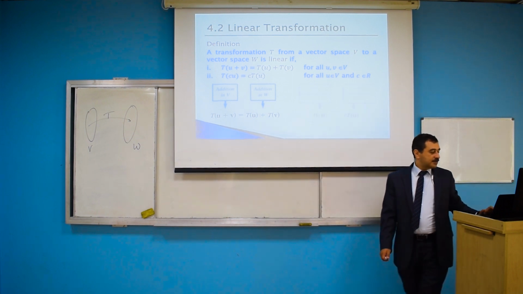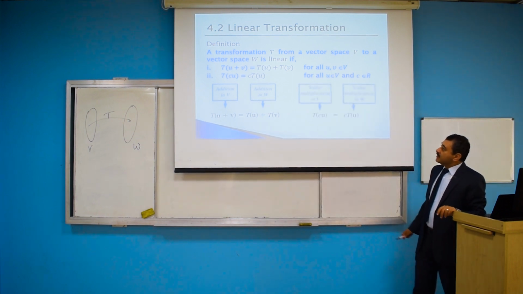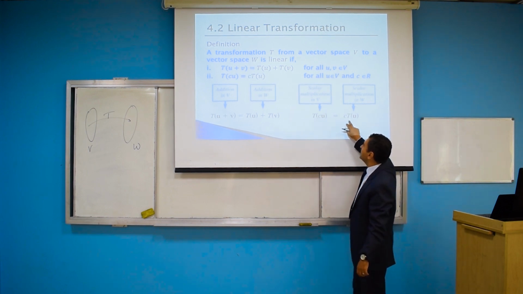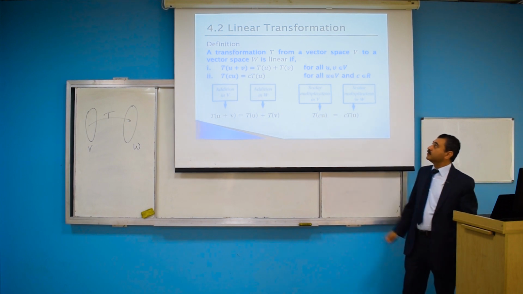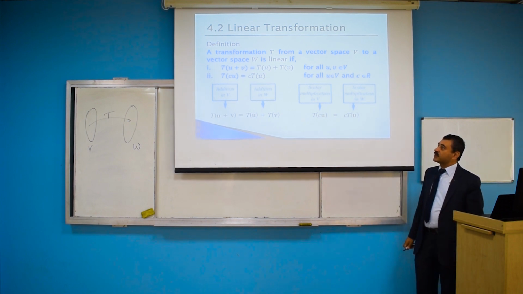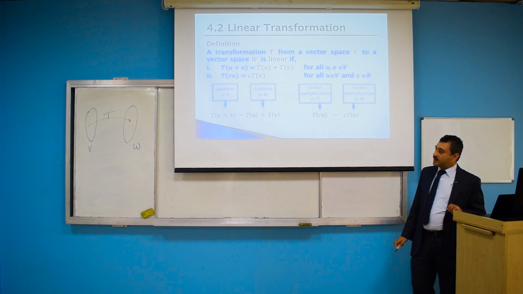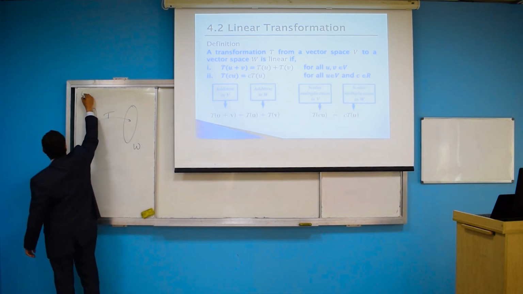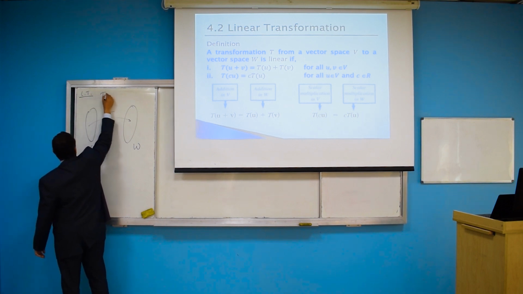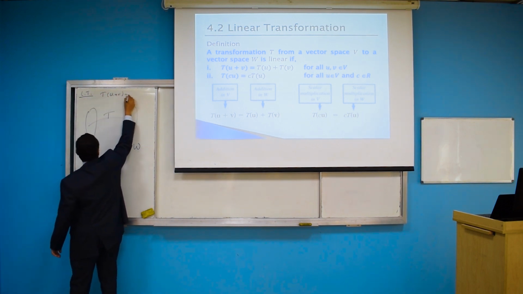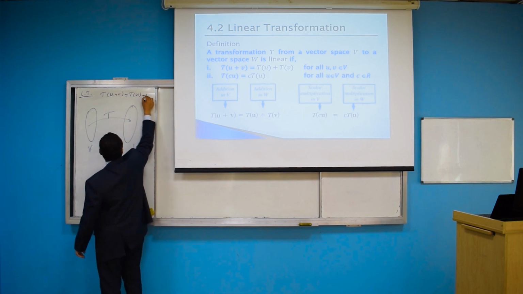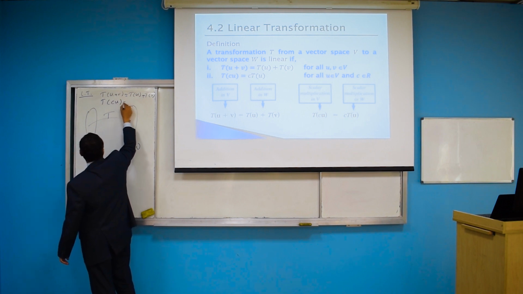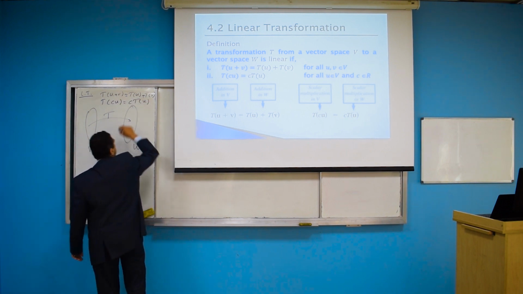And the second condition, scaling here is done in V, however here scaling is done in the W vector space. So these are the main conditions for the linear transformation. Transformation of U plus V equal transformation U plus transformation V. Transformation of Cu equals C transformation of U.